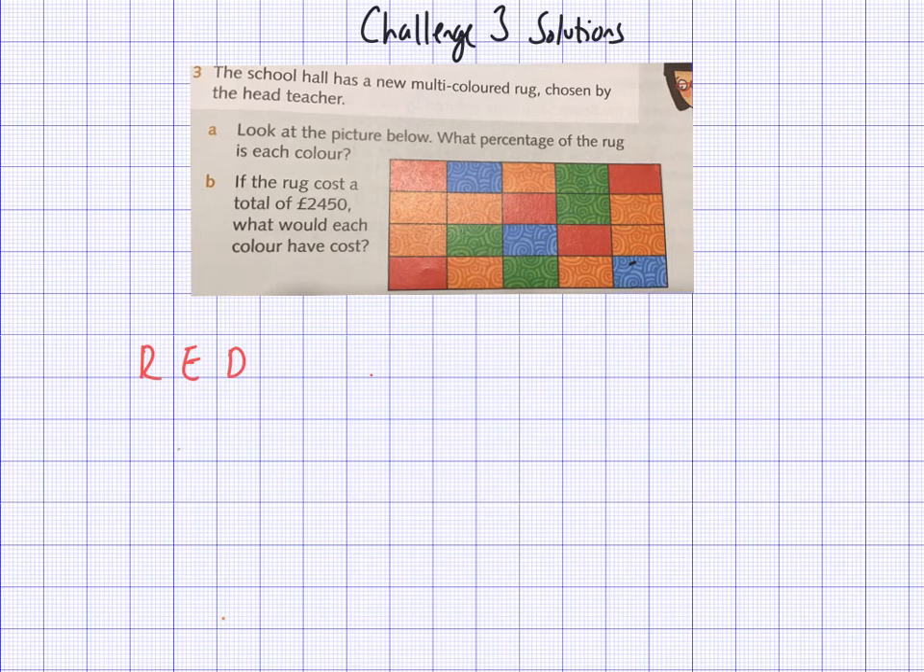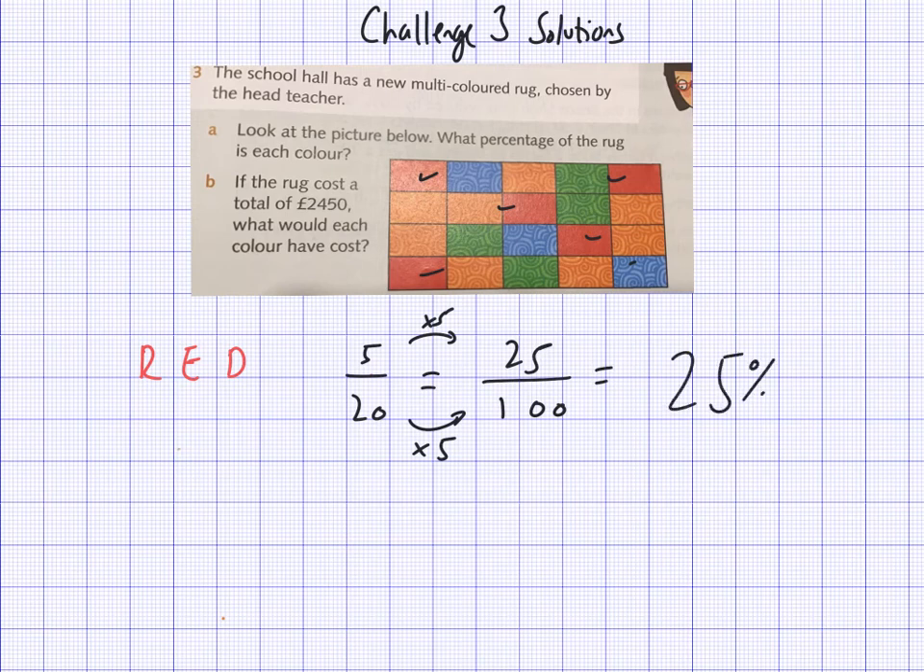I want to first of all find out how many are red. So there's 1, 2, 3, 4, 5 reds. So 5 out of 20 are red. We know that percent is always out of 100, so I need to change this into hundredths. So 20 times 5 makes 100, 5 times 5 makes 25, and 25 100ths is 25%. So for the reds, the answer is 25%.